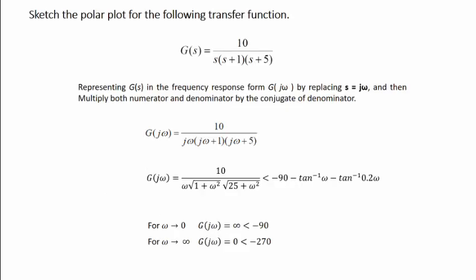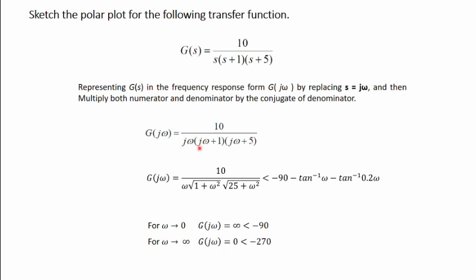Let us consider an example of a polar plot of the transfer function G of s is equal to 10 upon s into (s plus 1) into (s plus 5). The first thing that we do in each case is represent this transfer function in sinusoidal form by replacing s with j omega. So this is G of j omega. The first and second step is to find the magnitude and angle of this transfer function.